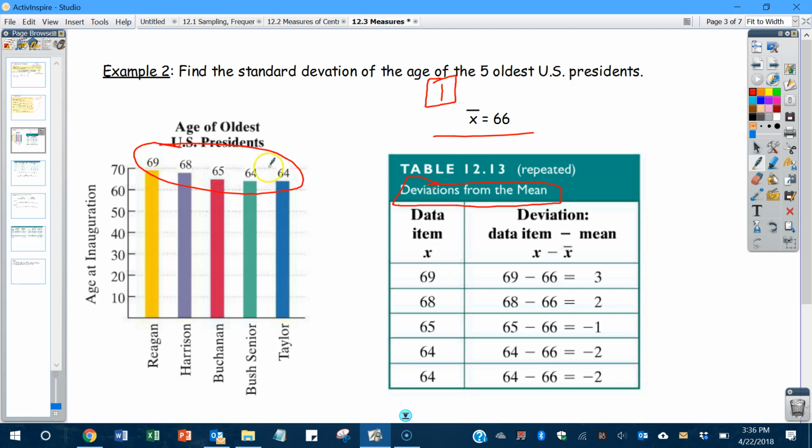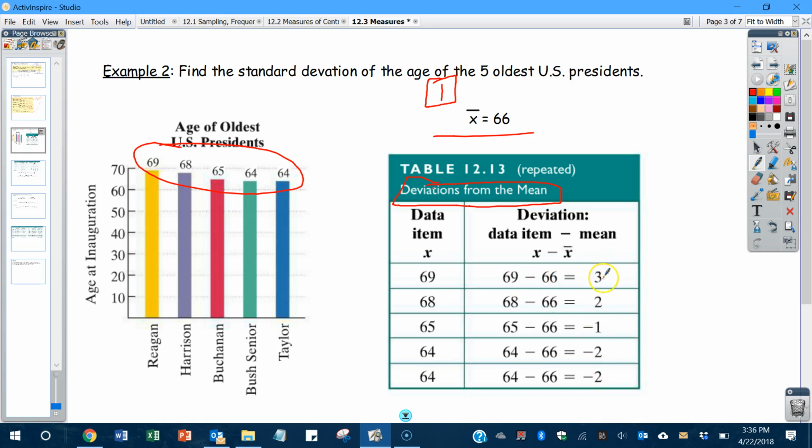You do that by taking each one of these values, all 5 of these, and subtracting 66 from each one of them. So here's the data values. Here's the data values minus 66. So take the data, subtract 66, and this tells you how far away each one of these values is from the mean.